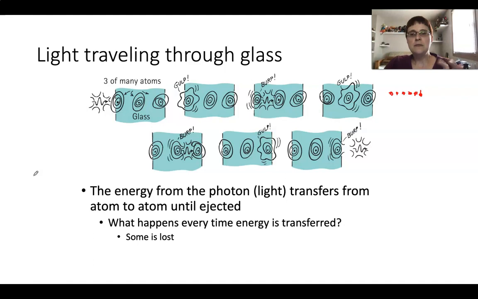So that energy from the photon, the light wave, is going to transfer. And every time the energy gets transferred, some of it's going to get lost. So not only does the speed slow down, but some of that energy is going to get absorbed by those atoms as it travels.